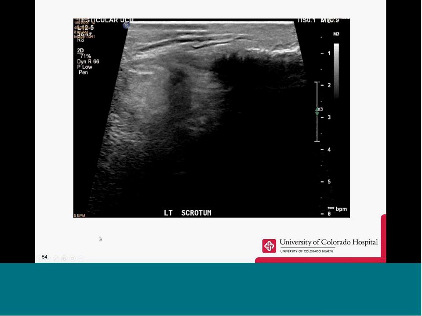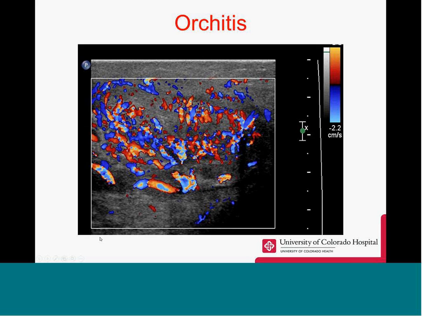Another cine that does not work. I'm sorry, guys. Here we see the epididymal orchitis. We see an increase in color Doppler flow throughout the testicle itself. We have a thickened scrotal wall, an enlarged and hyperemic epididymis.